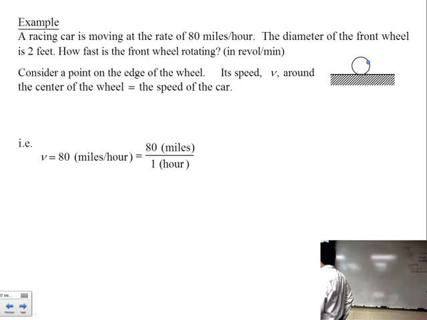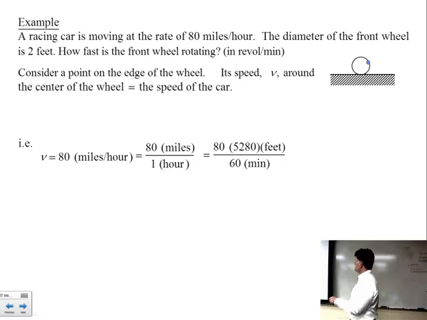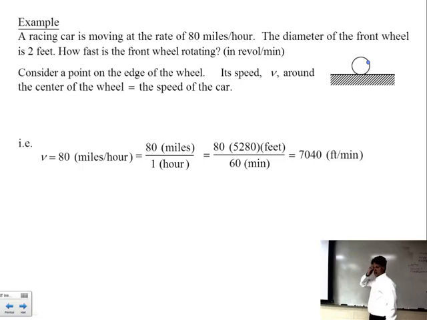Well, so that's 80 miles divided by 1 hour. Now we're looking for revolutions per minute, and we're going to use the radius at some point, which is in feet. So let's try and get this in feet per minute, shall we? A mile is 5,280 feet. An hour is 60 minutes. Okay, so we can do some simplification here, and actually the denominator gets cleared, and we're left with 7040 feet per minute.